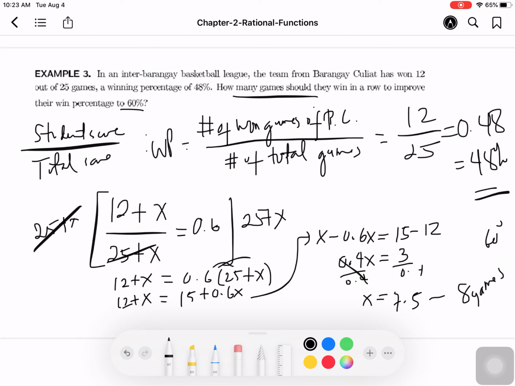Because if you use 7, say for example, the answer is 7.4, and you will round that down to 7. If you will use 7, the 0.6 will be less than 0.6. Well, let's try. 12 plus 7 divided by 30. It is smaller, 59. So 8 games. So Barangay Kulyat needs 8 games to improve their winning percentage to 60.